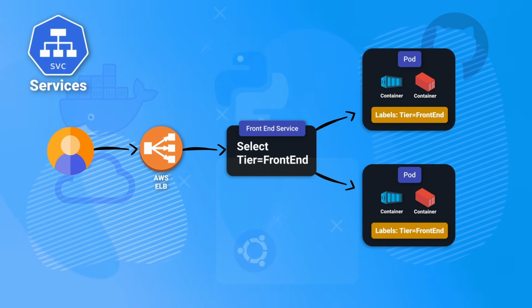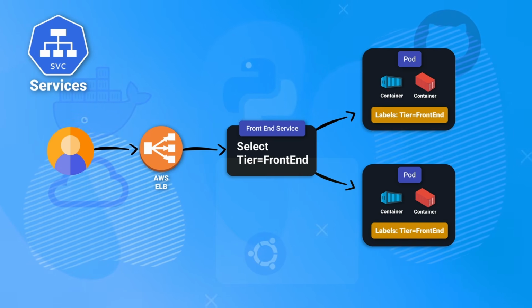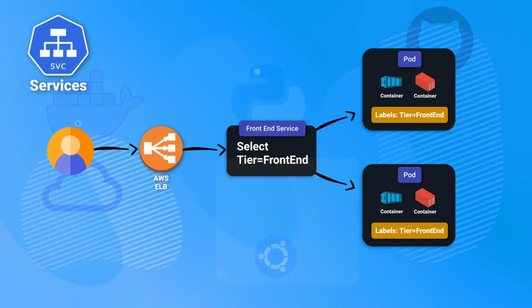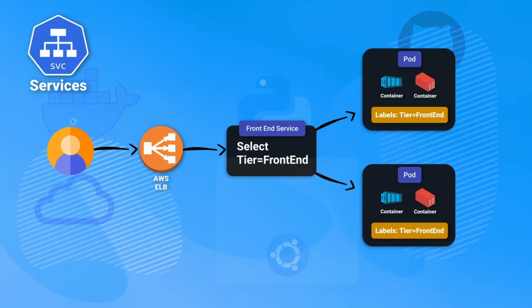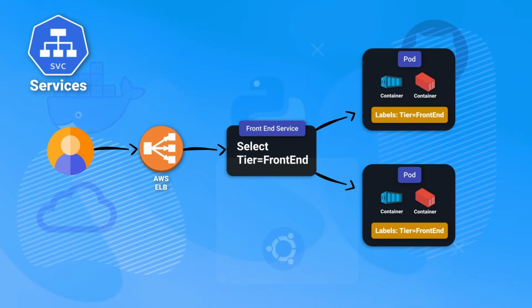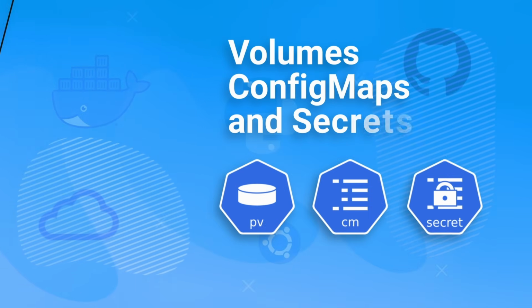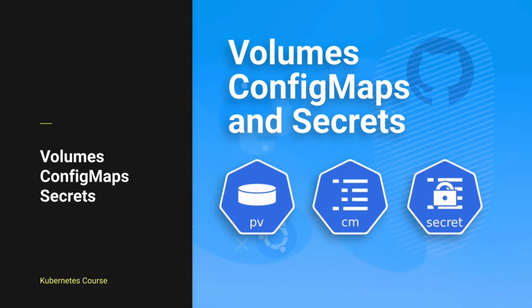This is similar to how we're going to configure our application, but instead of using a cloud load balancer, we're going to expose the service using the Minikube service command. Now we are almost at the practical portion of this course where we will be bringing up our own Kubernetes cluster and creating the resources we have discussed. But before we do that, let's discuss volumes, config maps, and secrets.